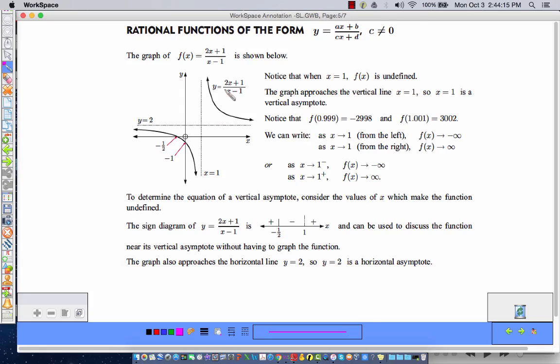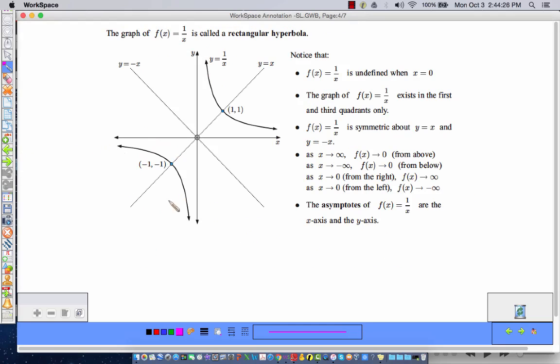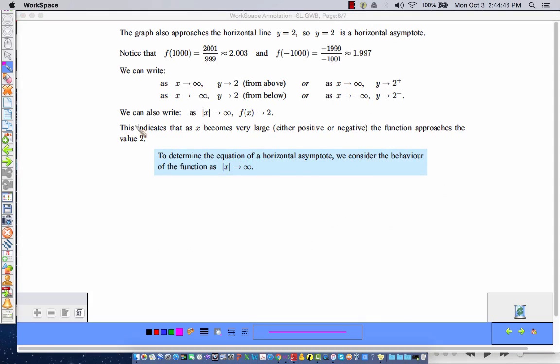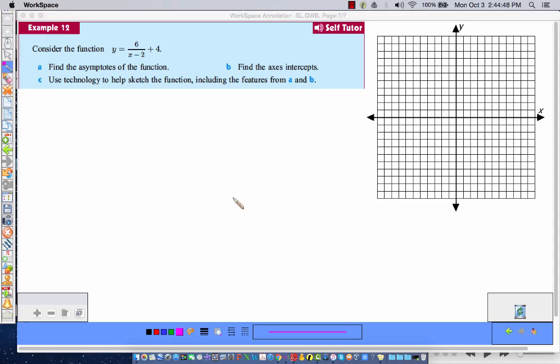More good info here. We have a rational function a bit different, a little bit more complex than 1 over x: 2x plus 1 over x minus 1. And notice it's the same basic shape as the graph of 1 over x. We can use sign diagrams. We consider as x goes to positive and negative infinity for the horizontal asymptote. We've got the vertical asymptote. Again, we'll get to it. Here's some good information on finding the horizontal, but I think you'll see it's pretty straightforward once we do this.